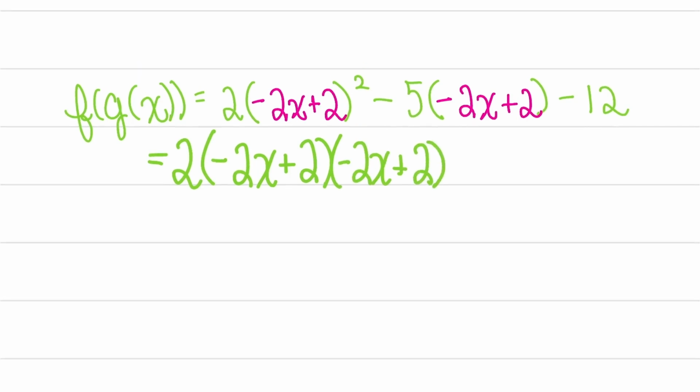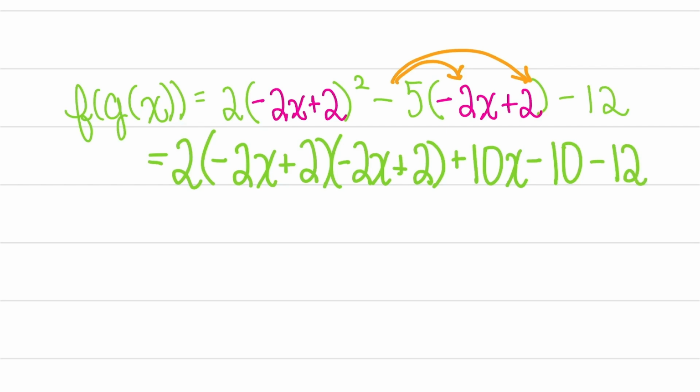Okay. Now we are going to distribute our negative 5 into our parentheses here. So we are going to have positive 10x minus 10, and then we're just going to bring down our negative 12 there. Now we can FOIL this, so we're going to distribute those and then these terms here. And then we'll focus on this 2 out here afterwards. We do have to follow the order of operations first.